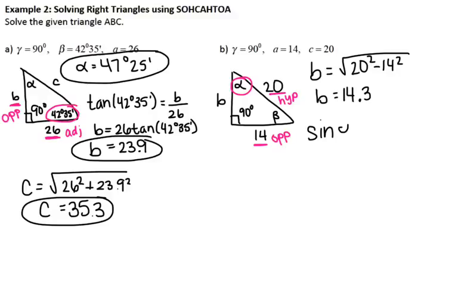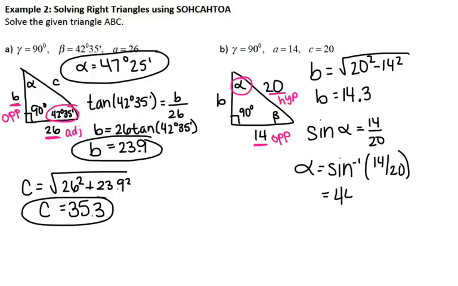So I have sine of alpha equals 14 over 20. Since I'm solving for an angle, I'm going to do the inverse. So the inverse sine of 14 over 20. Angles again will round to the nearest degree, so this one is 44 degrees. So I now know that alpha is 44 degrees, and then using the fact that your alpha and beta have to add up to 90, since it is a right triangle, that makes beta 46 degrees.